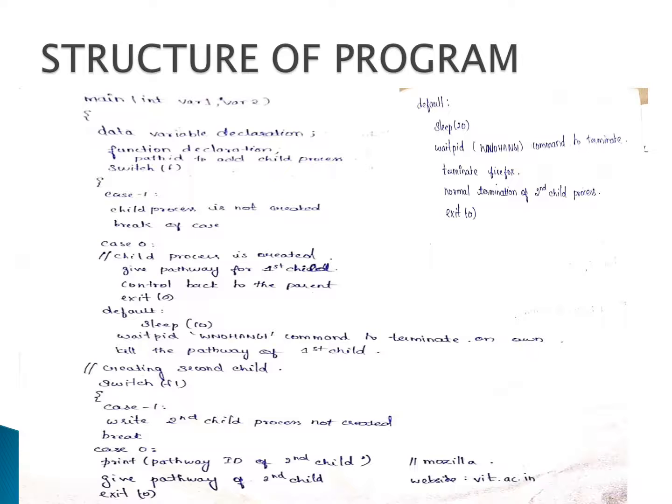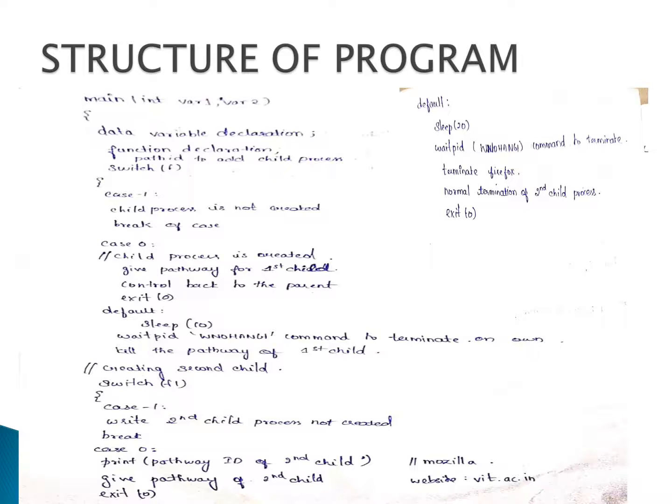We've used two switch cases, and before that we have the main program. In that we have declared all the variables and the function, and then we have given a path ID to add the child process, and then we've used switch cases. The first switch case is nothing but displaying that the child process has not been created yet, and in the second case we create the child process by giving its pathway, and after the application is getting displayed, we give the control back to the parent process and exit the first switch case.